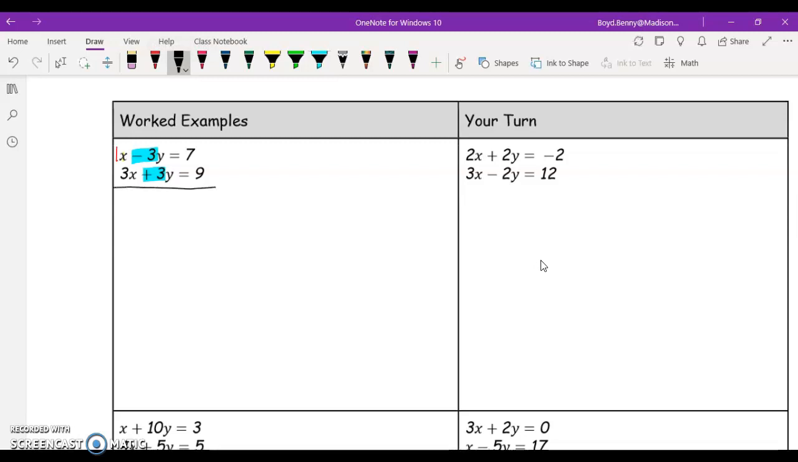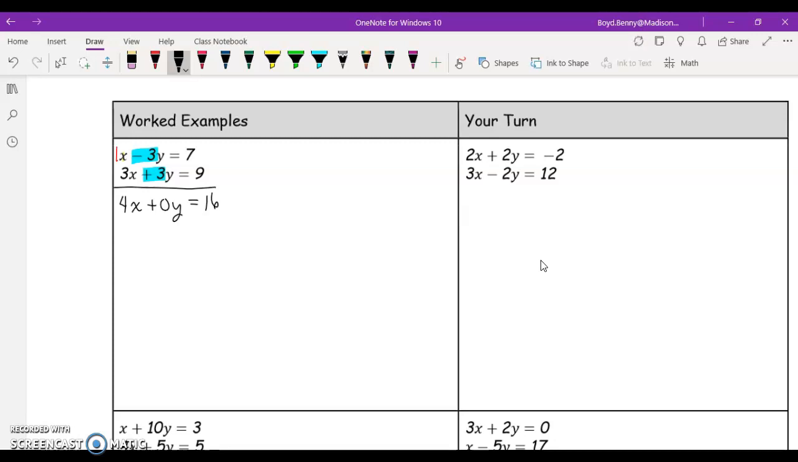So let's see what happens here. Let's go ahead and add the top equation and the bottom equation together. So I've got 1x plus 3x, that's going to give me 4x. I've got negative 3y plus 3y, so I've got 0y. I got 7 plus 9, that's going to give me 16.